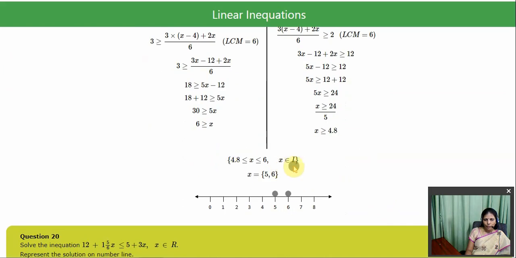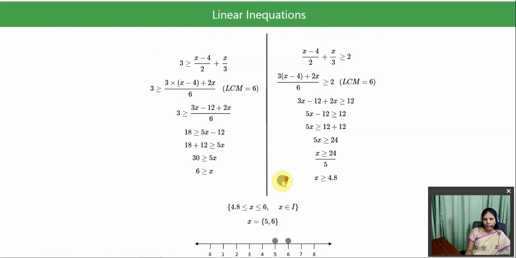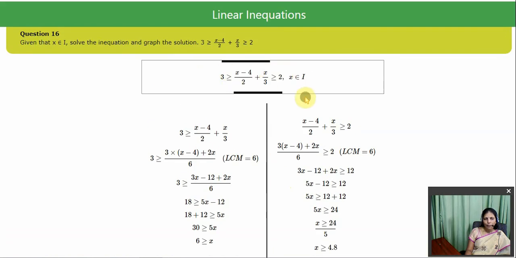So x belongs to integer I. Now what is the solution for this? All the values of x which are greater than or equal to 4.8 and less than or equal to 6. So what is the next integer which is greater than 4.8? It is 5. Next is 6, and here they gave 6 is less than or equal to 6. So 5 comma 6 will be the solution for this inequality.